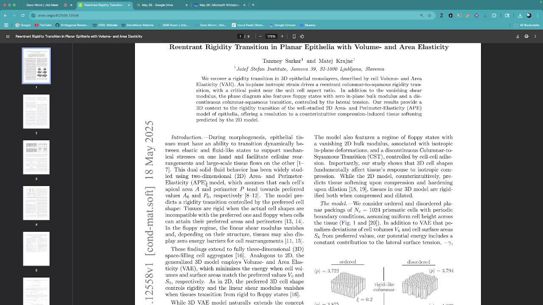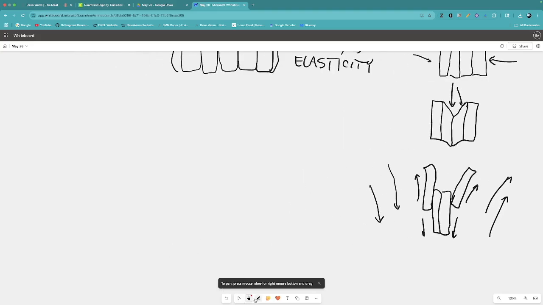People have studied this using the APE model, or the area and perimeter elasticity model, which assumes that each cell's apical area A and perimeter P tend towards preferred values A0 and P0 respectively. So if we go back to our cells again, we have this APE model. What they're referring to here is if we have a cell, we have the apical area here, which is A0, and then we have the perimeter, which is P0. And we can do that for each cell. We can do that for the cell sheet.